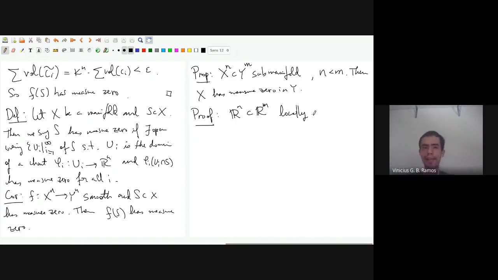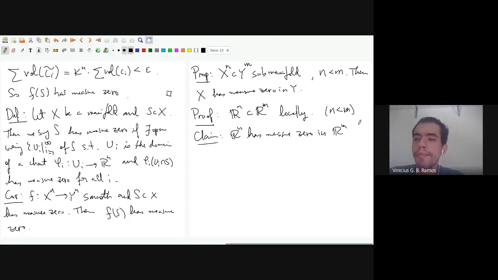As I said, if you want to prove something about manifolds, you can cover it with a countable number of charts, in such a way that if you want to prove anything for the whole manifold, you can do it for each chart, and it'll have measure 0 too, at least when you take the union. So it suffices to look at this locally. Locally, a submanifold is just an R^n inside of an R^m. So the claim is that R^n has measure 0 in R^m. And here, n is strictly less than m.